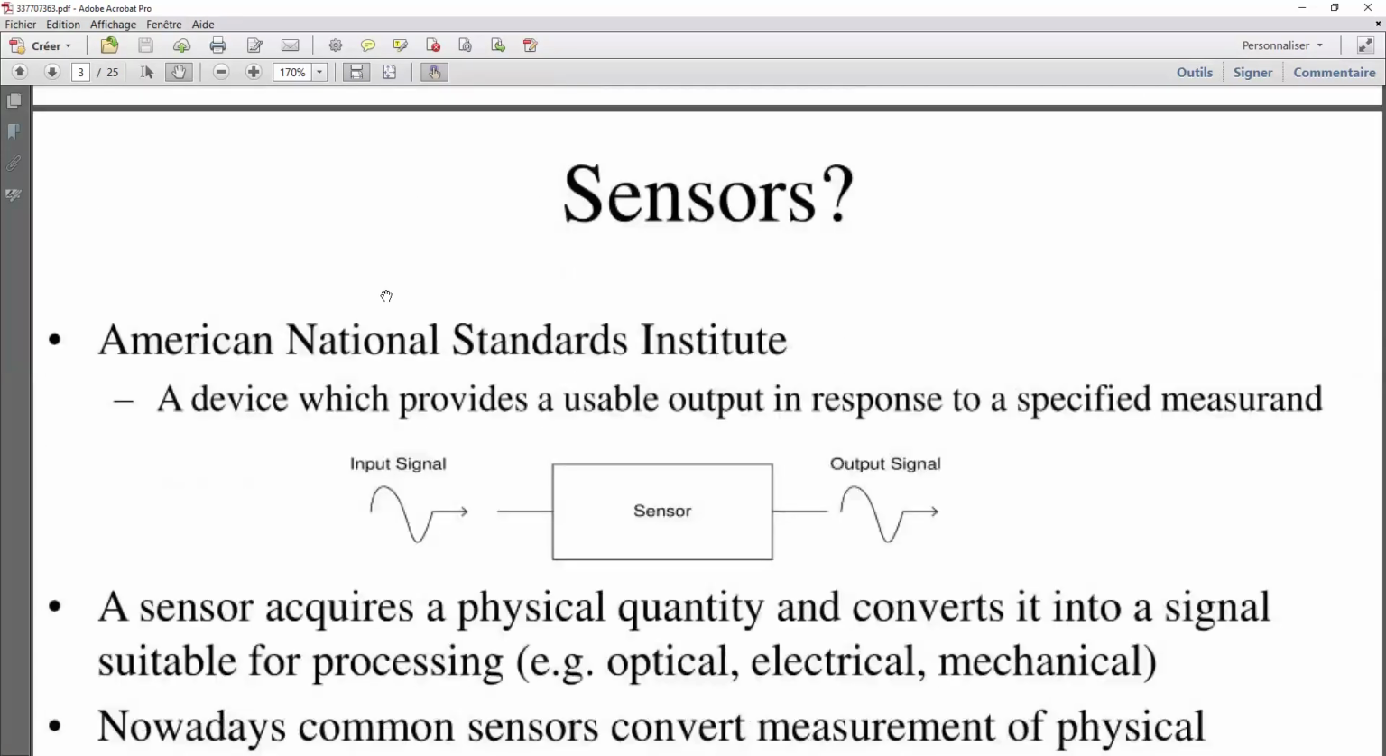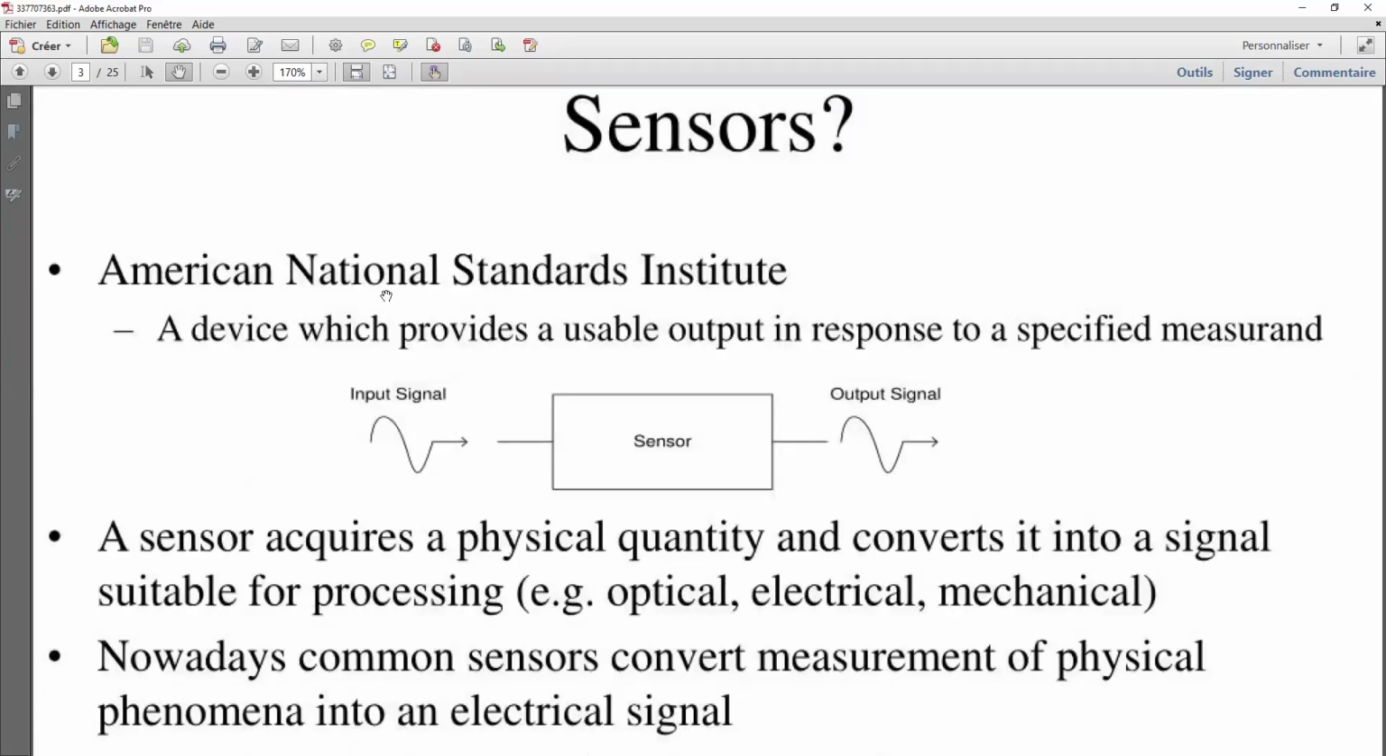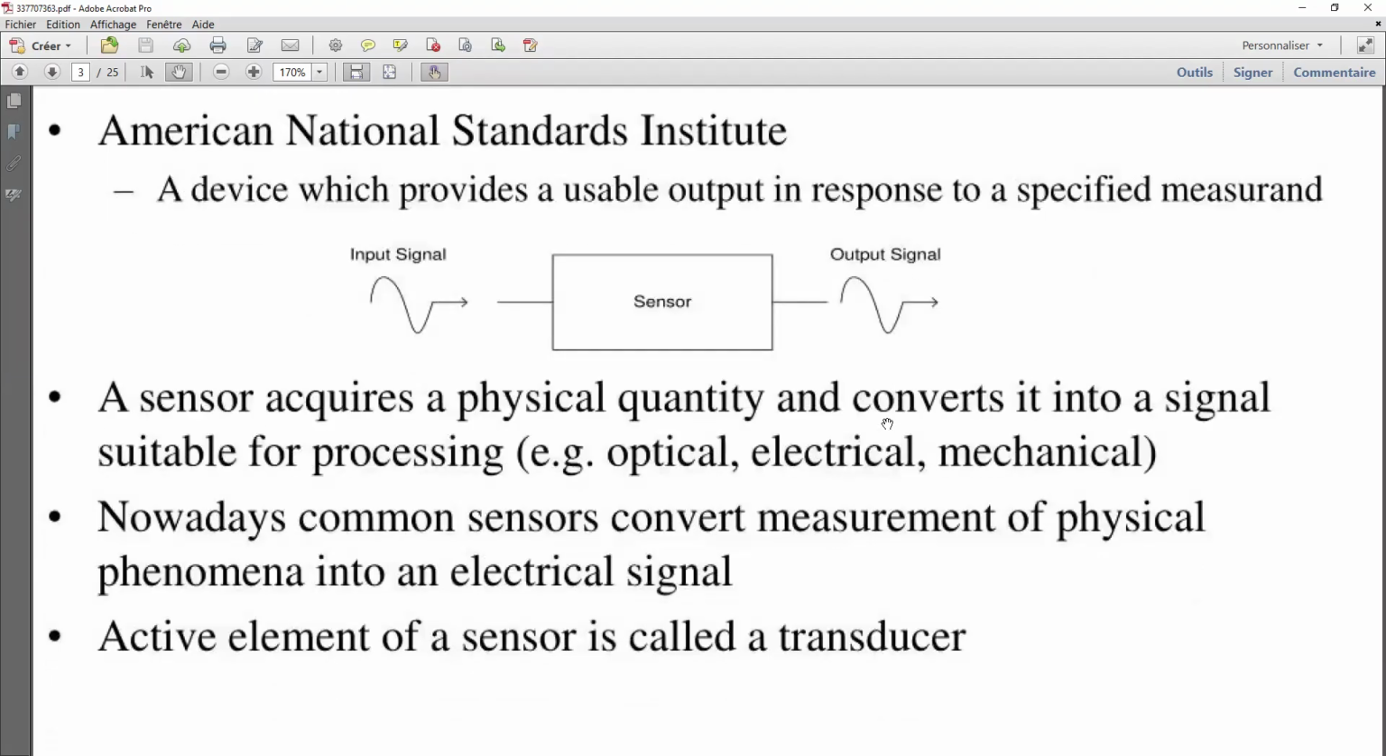We started with the definition of sensors from the American National Standards Institute. Sensors are devices which provide a usable output in response to a specific measurand. We have an input signal, and then we have the sensor. At the end, we have the output signal. A sensor acquires a physical quantity and converts it into a signal suitable for processing. Examples: optical, electrical, and mechanical.